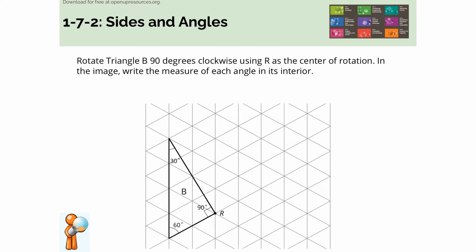Next, we're going to rotate triangle B 90 degrees clockwise using R as the center of rotation. We need to write the measure of each angle in its interior when we are done. Patty paper would be my best recommendation for this activity, and then you can just follow along with the picture I'm drawing. Hopefully it looks the same as yours.